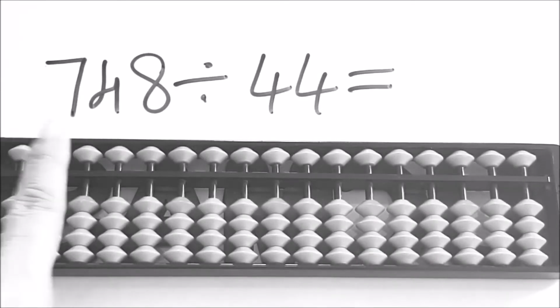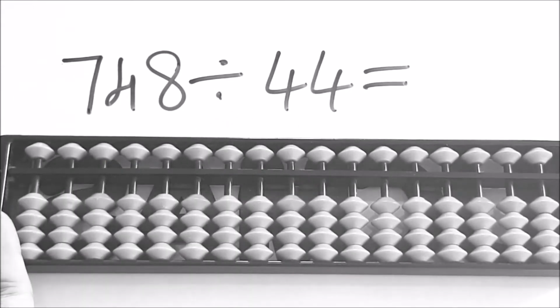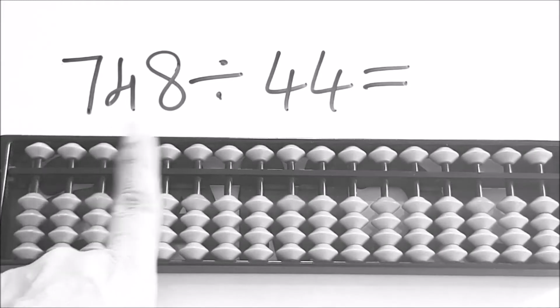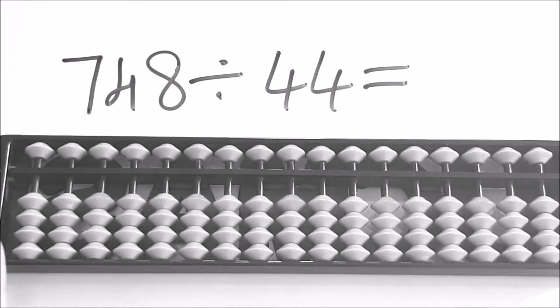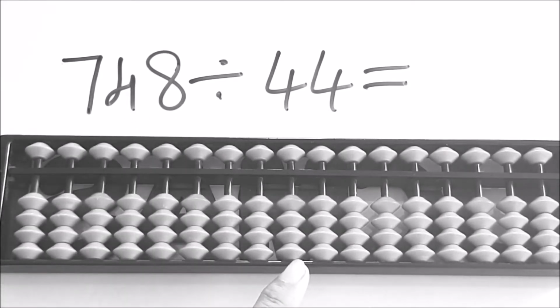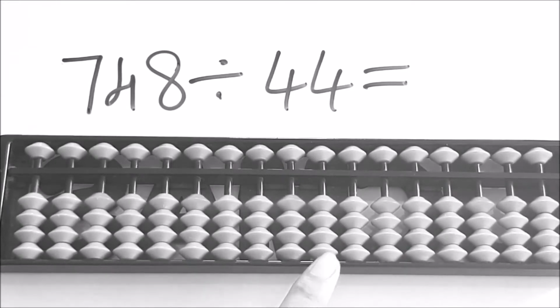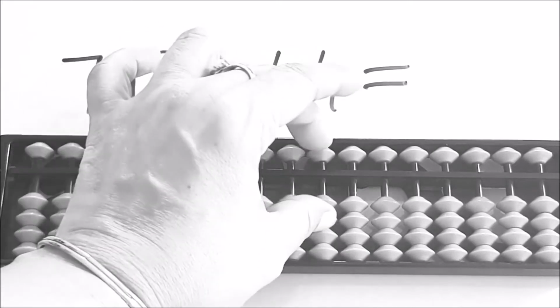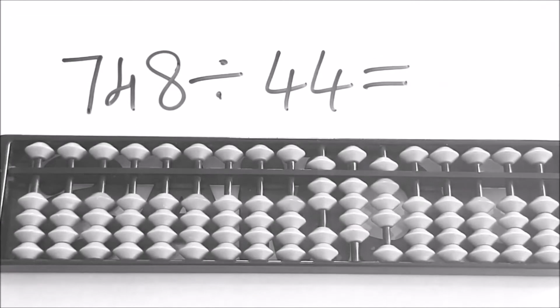We'll take this first sum, 748 divided by 44. So the first step of division is you have to subtract 3 minus 3, that is 0. So we have to place the dividend on the 0 number rod, which is next to the units place. This is the units place and the next rod to the right side is 0 number rod. So we'll place the number from here, 7, 4, 8.